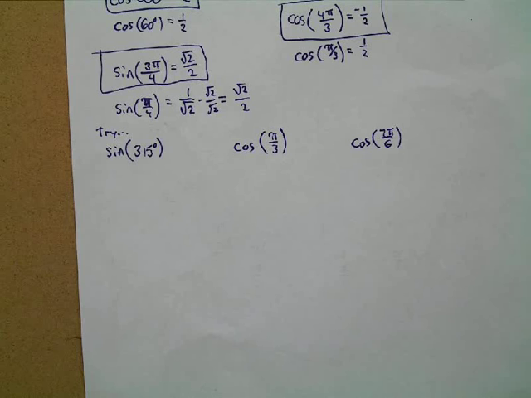Third quadrant, so only tangent. And that's right. I'll point out 315 is in the fourth quadrant, and this is in the third quadrant, so watch your signs here too, whether they're positive or negative.